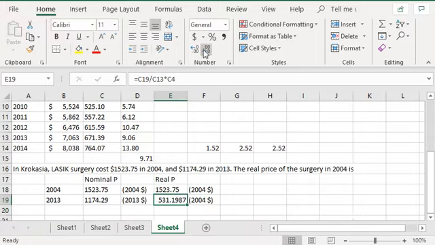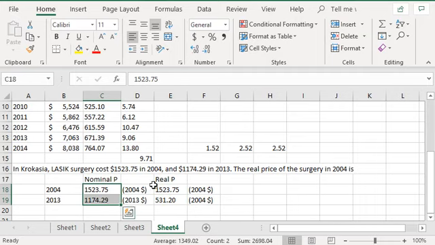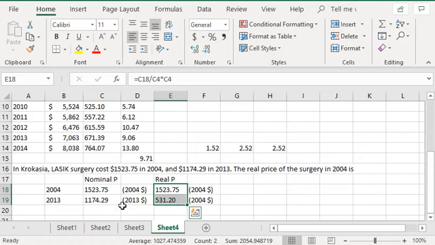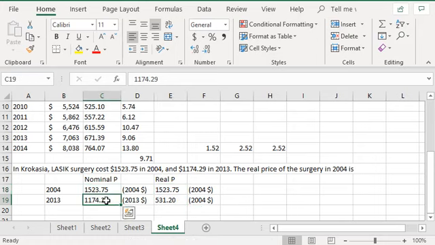And you can see that when you account for inflation, the nominal price fell, but when you account for inflation, it was a huge decrease in prices, right? We can't compare these two prices because we have inflation. This is in 2013 dollars. This is in 2004 dollars. So what do we do?